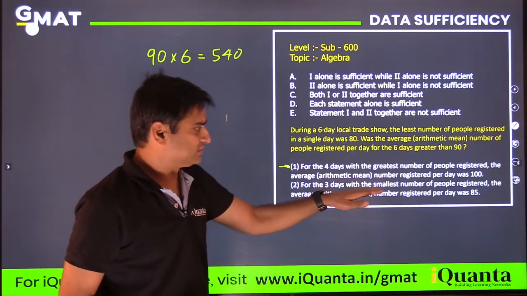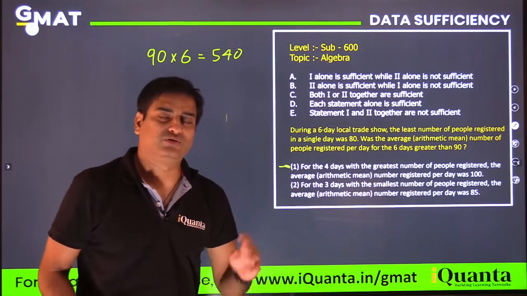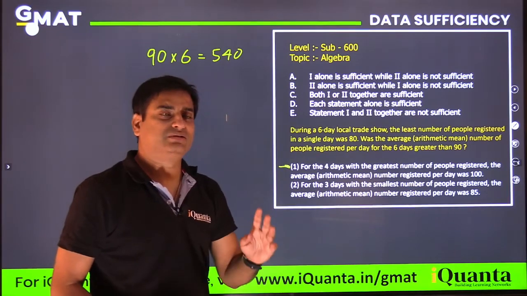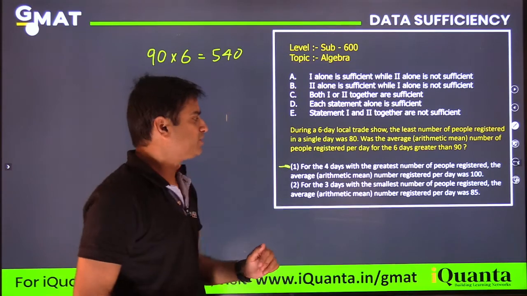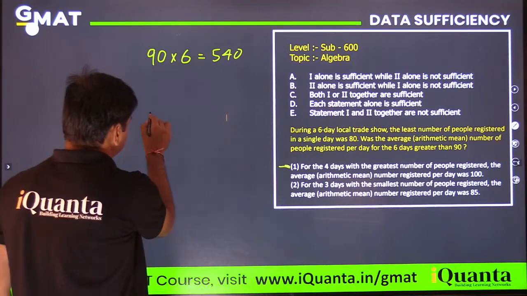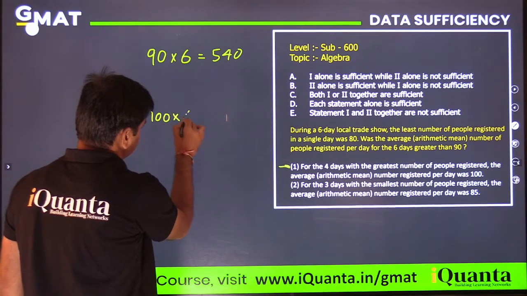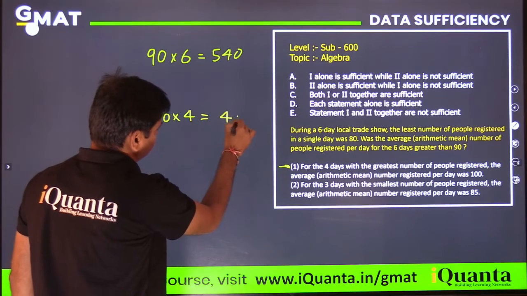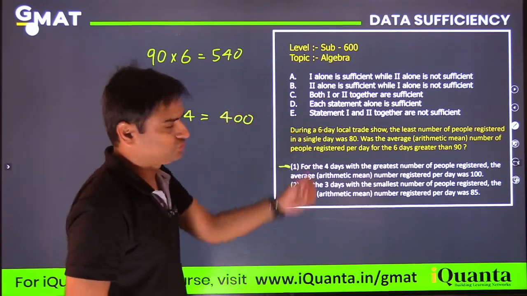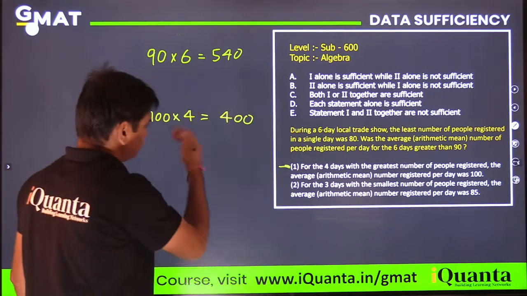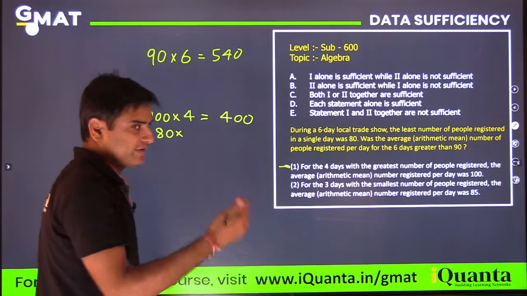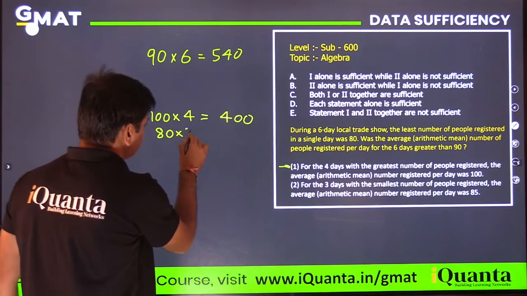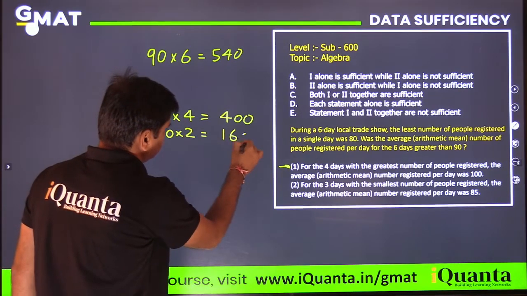Okay. So according to the first statement, for the first 4 days, with the greatest number of people registered, the average number registered per day was 100. Okay, so if it is 100, that means 100 into 4, 400 people joined the show in those 4 days, and for the remaining 2 days the average was at least 80. So it is total 560.